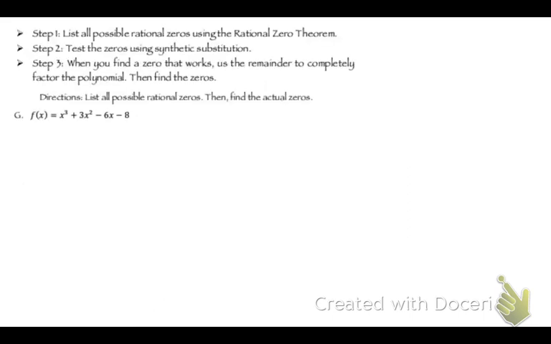You try to do E and F. So let's look at this one. We want to list all the possible rational zeros, test the zero using synthetic division, and then when you find a zero that works, use the remainder to completely factor the polynomial.